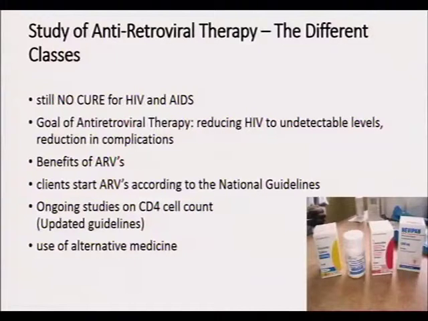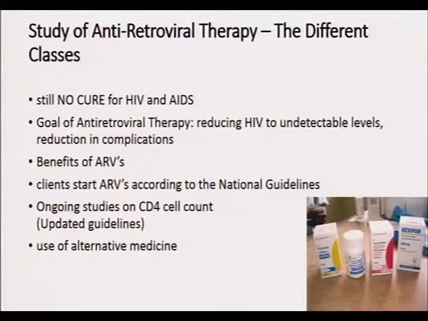There are also other benefits. For an example, if you're on ARV, benefits like you will be healthier, your immune system will be much stronger. It also means that you will resist any opportunistic diseases or infection that you can get.